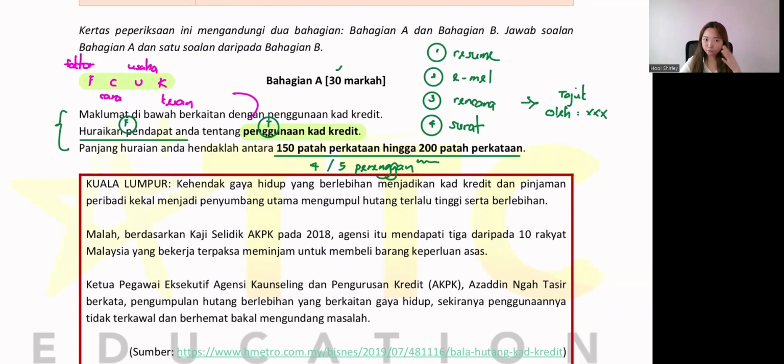We already found the format is like a normal karangan. Then right now is the topic. Topic we also found, penggunaan kad kredit. Okay. Then after that, we need to get the kata kunci from the questions because remember, bahan rangsangan topic is given in the question. So right now, let's see.